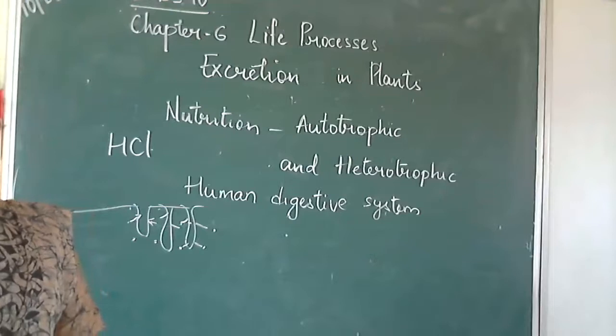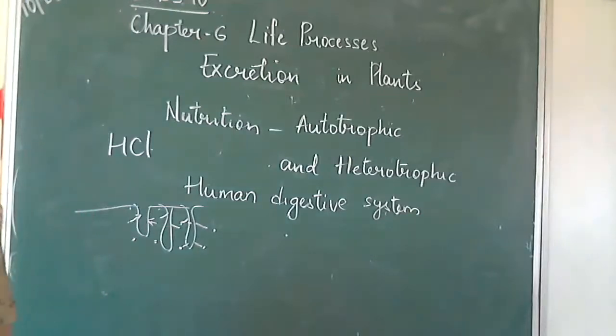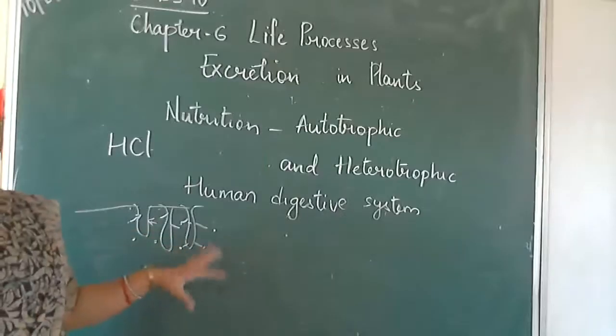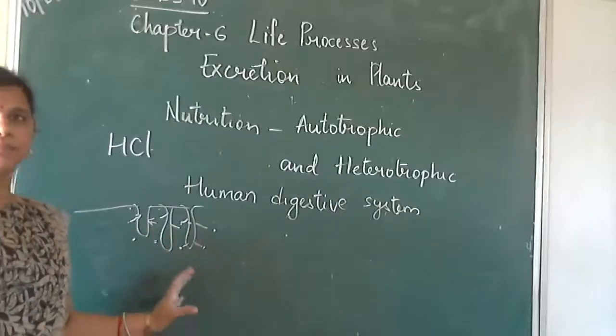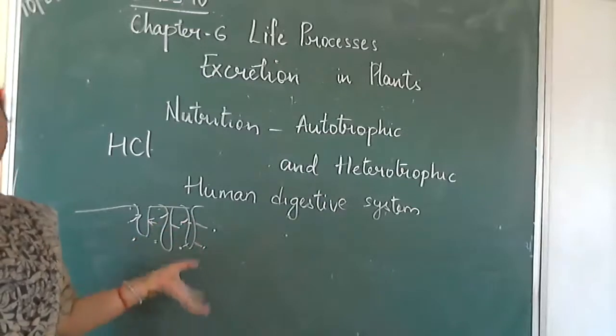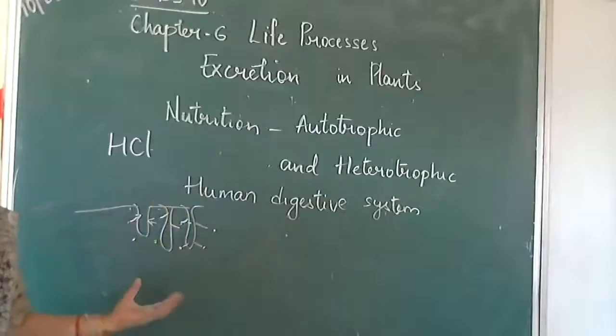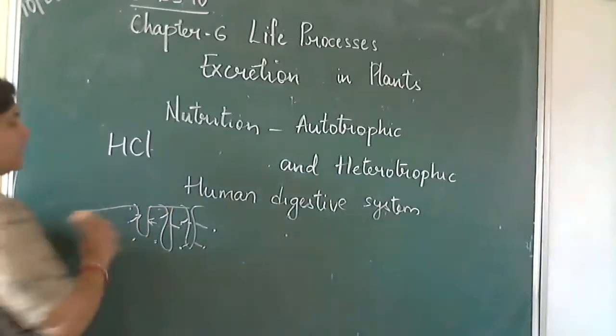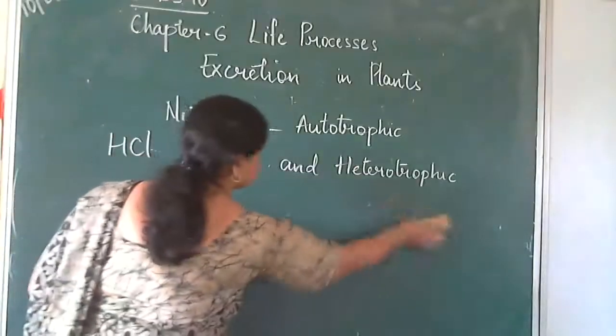So then what is the function of the large intestine? The undigested food will pass through the large intestine. It is stored at the rectum. When it is full, it will be expelled out through the anus. That is the function of the large intestine in the human digestive system.